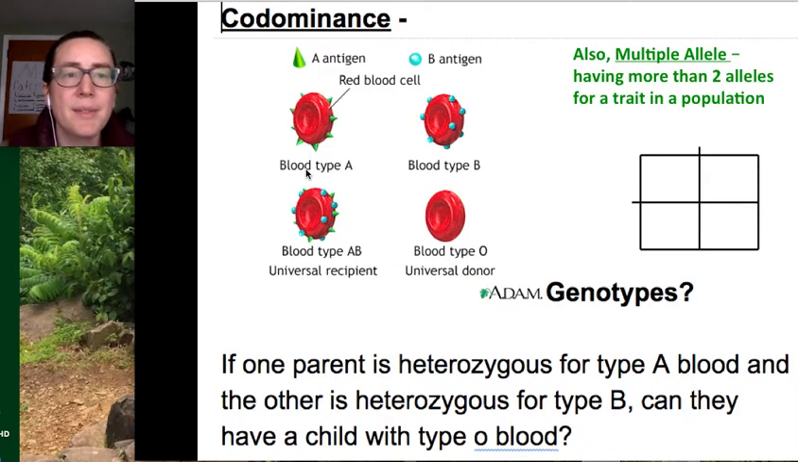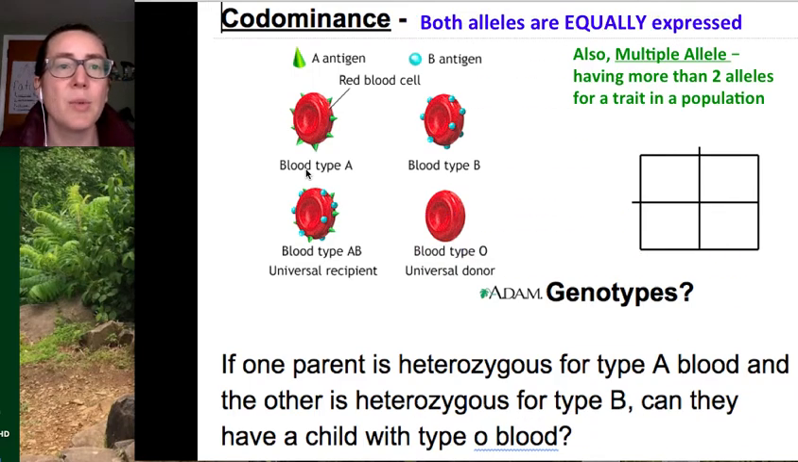Next is codominance. Codominance is not true Mendelian because they don't have one allele that would completely mask or hide the other. So if we were to quickly define what codominance is, I would say that codominance is when both alleles are equally expressed. Now, the example here that we have is blood type.